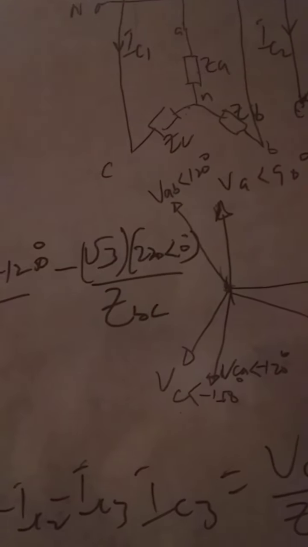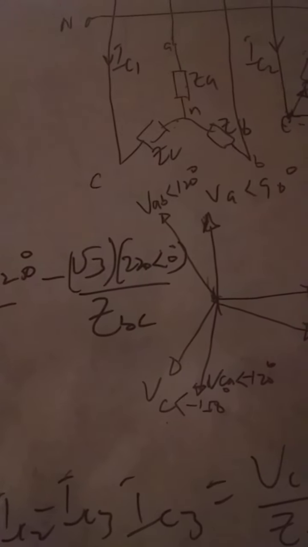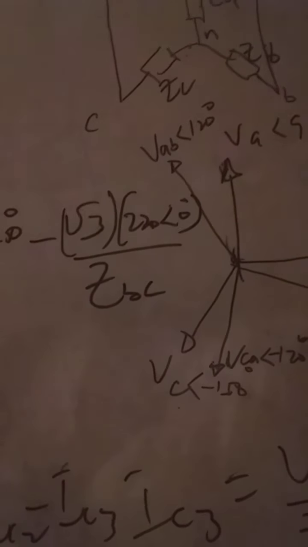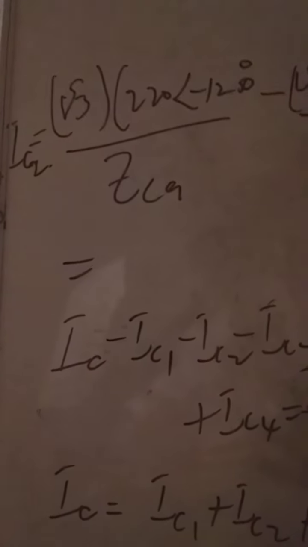Then the next question says you should calculate the current flowing in the neutral conductor. The current flowing in the neutral conductor is this. This is the only current flowing in the neutral conductor, the current flowing back here, which is IC3 negative. This IC3 is flowing back from C into the neutral conductor. So the current IN is equal to minus IC3. You have your IC3 that you have calculated, and you get your IN.